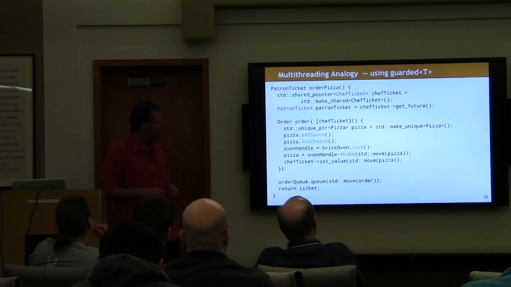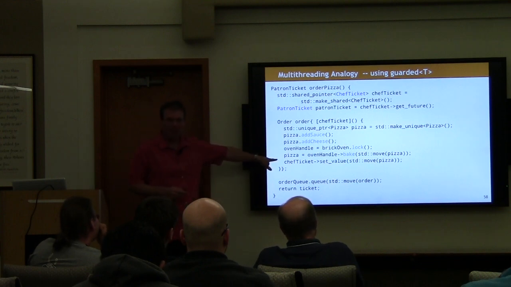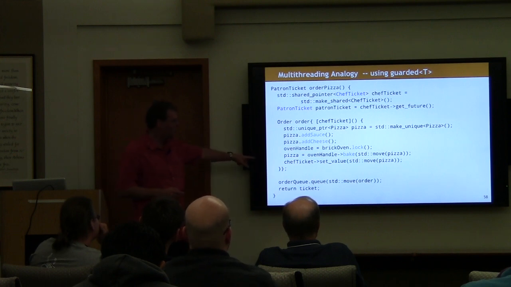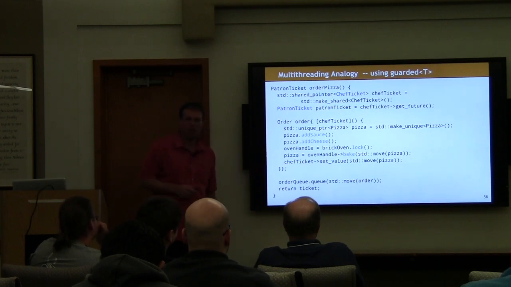Now, we can go back, and we went a long way for this, but now I've gotten rid of that line that said lock, and I'm happy. Because I can look at this code, and I can see that there aren't any race conditions, and I know that this oven will not be used synchronously by two different threads.